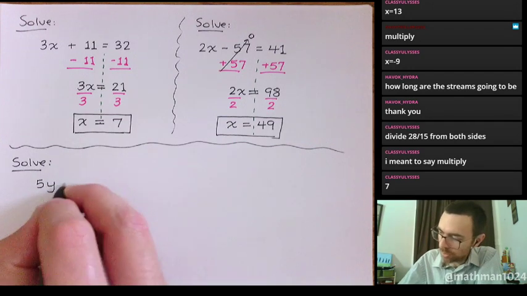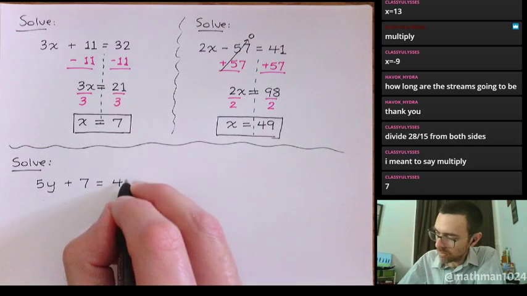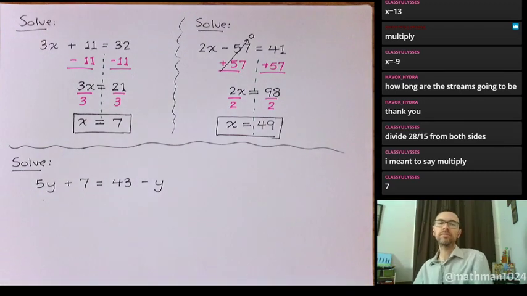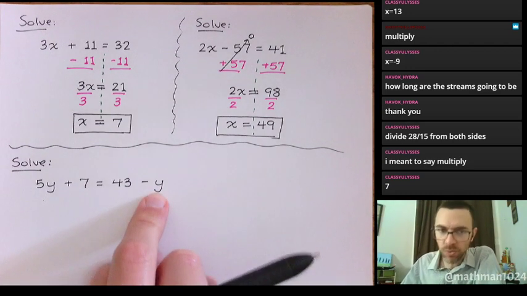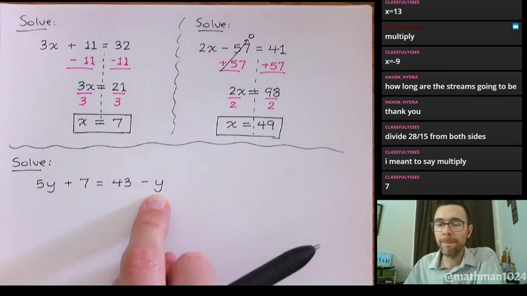So let's take 5y plus 7 is equal to 43 minus y. What we're going to see now is that we have variable terms on both sides of the equation, and we also have constant terms on both sides of the equation. So we need to make a determination here. We know that we need to get all the variables together. We've got two options. You can either try to move this y term to the left, or you can move the 5y to the right side. Either way you do it, it doesn't really matter. You're going to end up with the same answer.